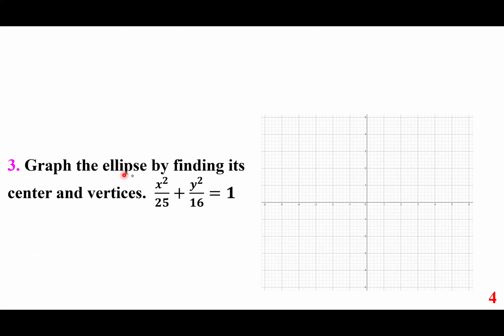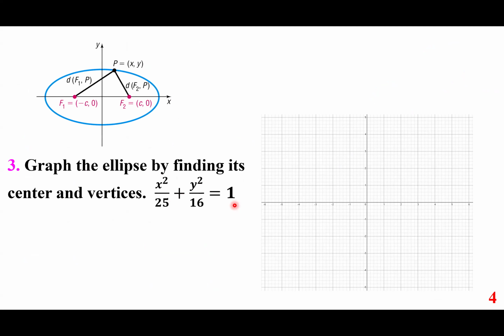Graph the ellipse by finding its center and vertices. x squared over 25 plus y squared over 16 equals 1. Let's discuss the ellipse. An ellipse looks like that.